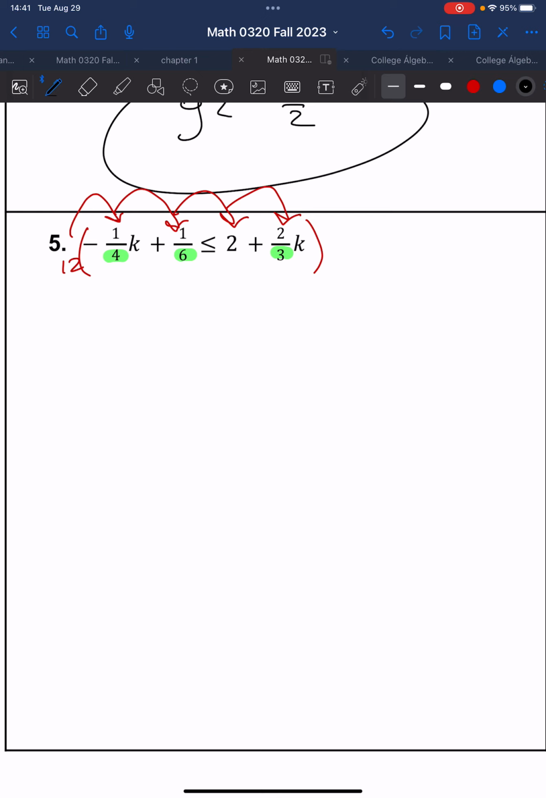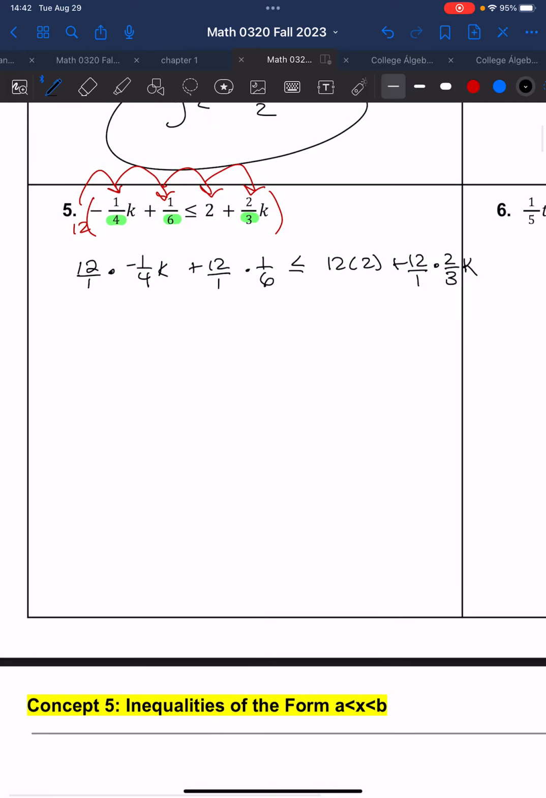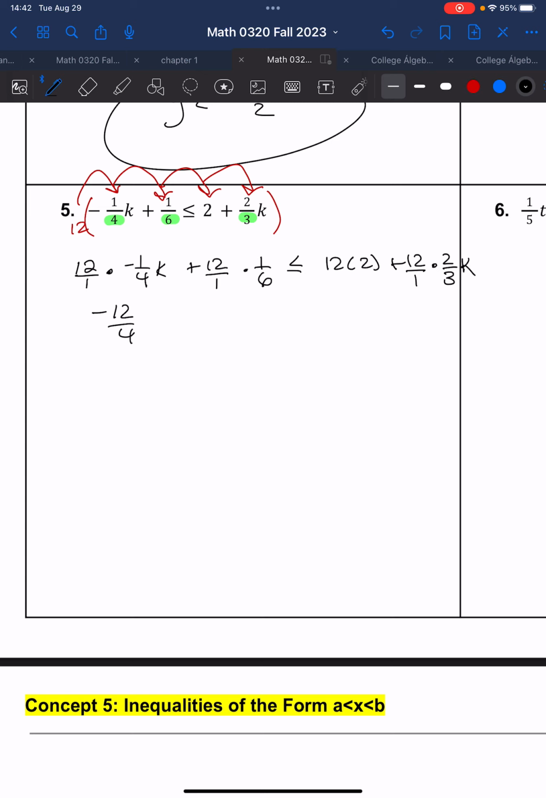And I'll go ahead and write out all the steps so you can see what's happening. So for the first one, I have 12 over 1 times negative 1/4 k plus 12 over 1 times 1/6 less than or equal to 12 times 2 plus 12 over 1 times 2 over 3k. Notice that when I was multiplying a number by the fraction, I turned that whole number into a fraction by writing it over 1. That's going to help us when we are multiplying these across and getting rid of the fractions. So doing that, we have negative 12 over 4k plus 12 over 6 is less than or equal to 24 plus 24 over 3k.